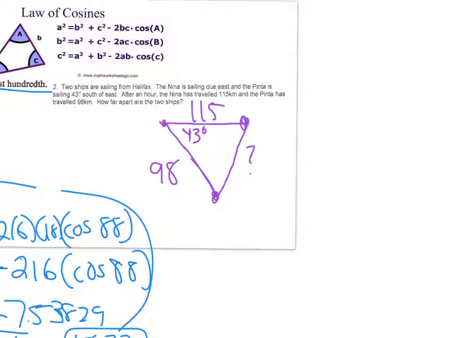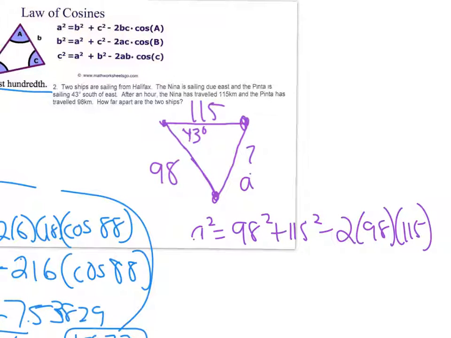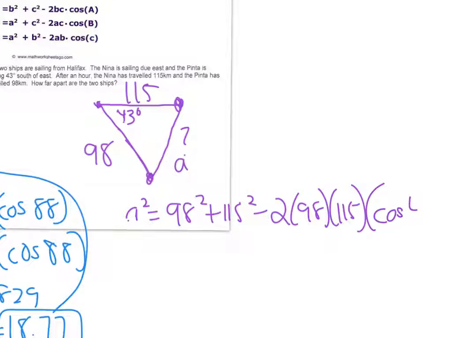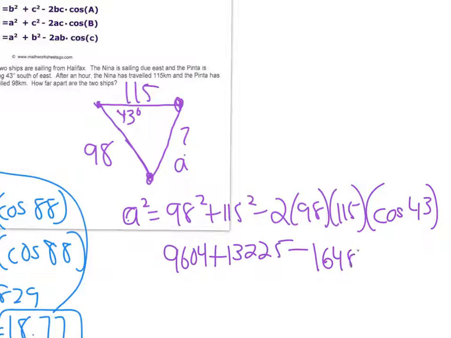So if I set this up, I'll just call this A. So A squared would be equal to 98 squared plus 115 squared minus double those times the cosine of 43. So now getting to work, 98 squared, 9604, 115 squared is 13,225. 2 times 98 times 115, multiply that times cosine of 43 is going to be 16484.7.